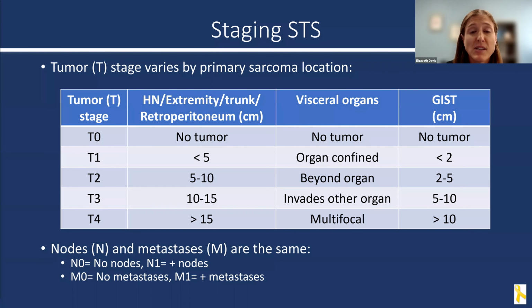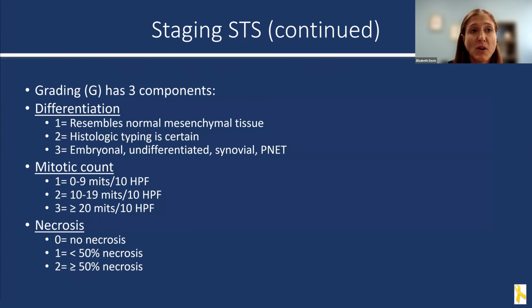Visceral organ T stage is defined by where the tumor is in terms of how much organ is involved. And for GIST, a very specific subtype of sarcoma accounting for about a third of all sarcoma cases, it is purely based on size. Nodal staging and MET staging are purely done by the presence or absence of these findings. And the final component of sarcoma staging is grading. Grading is probably unique to sarcoma relative to most other tumors, in that this actually has a very important role in the overall stage.